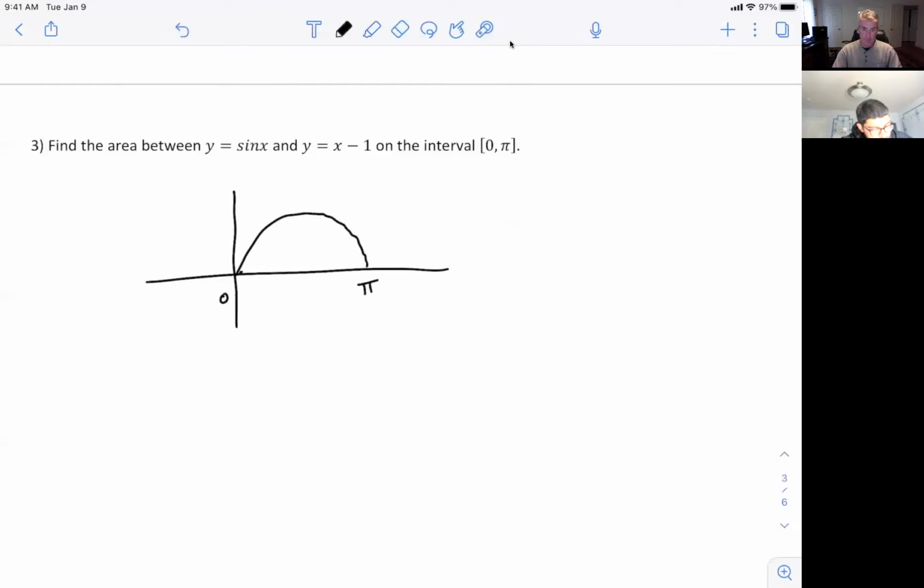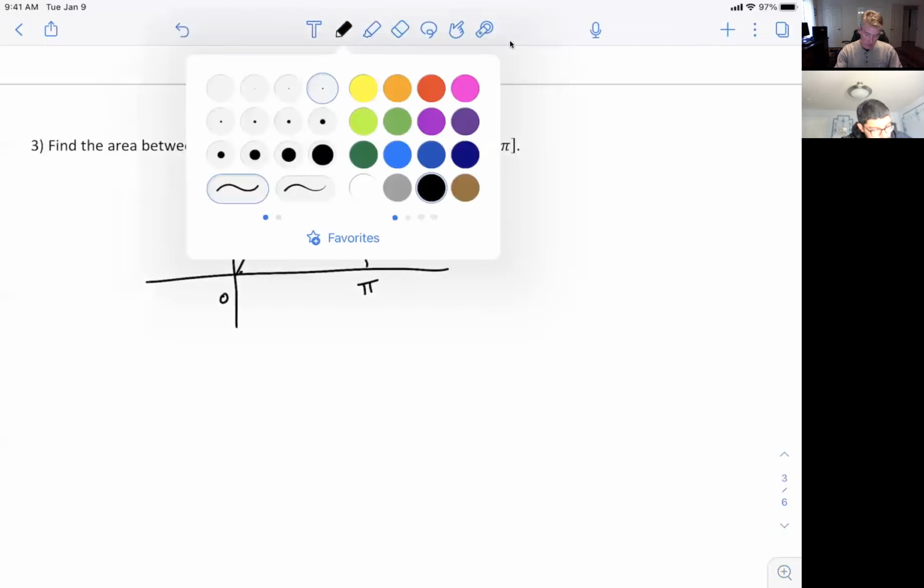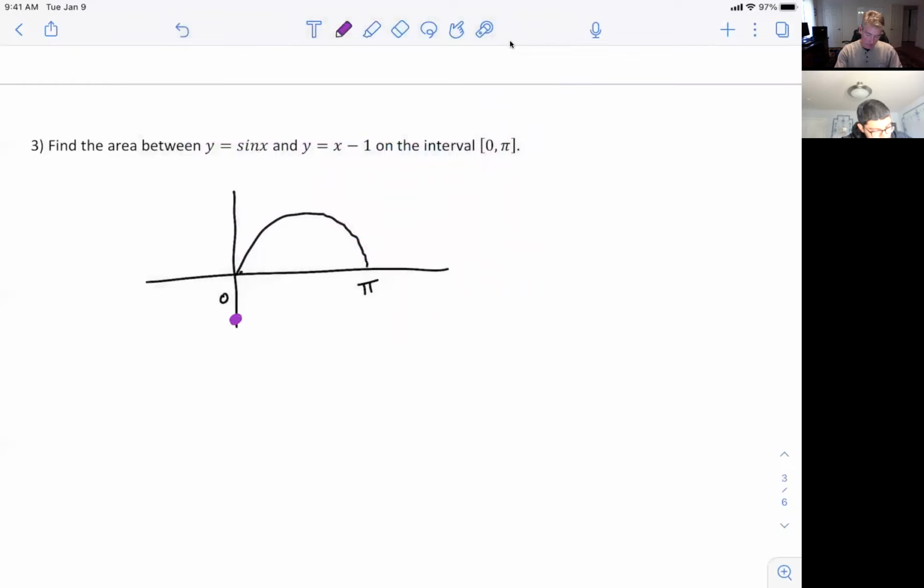So there's the sine function. And then also the line y equals x minus 1. So I would need to go down on the x-axis or the y-axis by 1 and then make a line that's got a slope of 1. So find the area between them. Well, for one thing, notice that they intersect right here. So we're going to have to find that intersection point right there. And then once we do that, we could integrate to find this orange area.